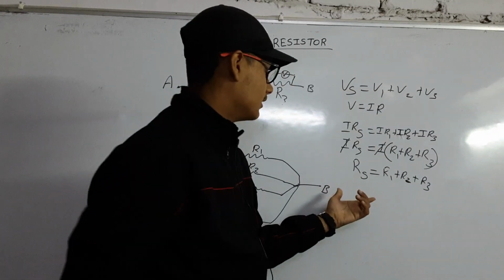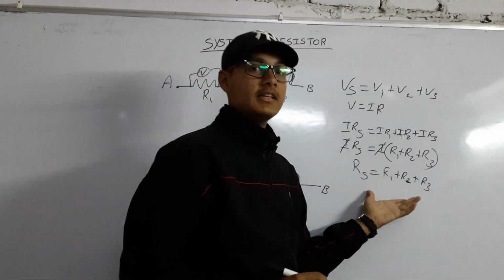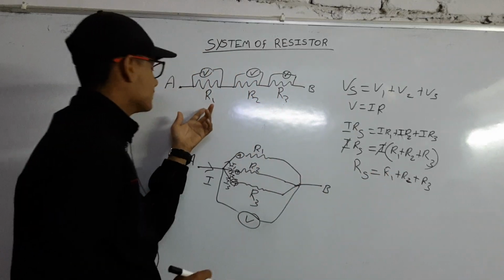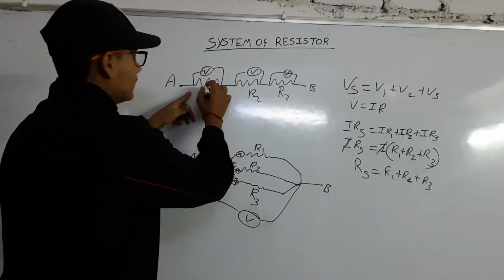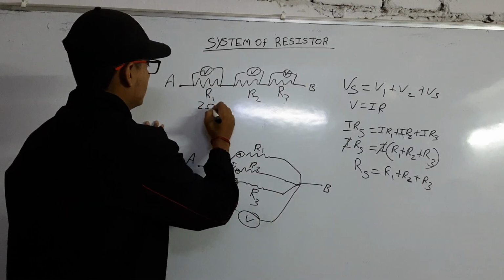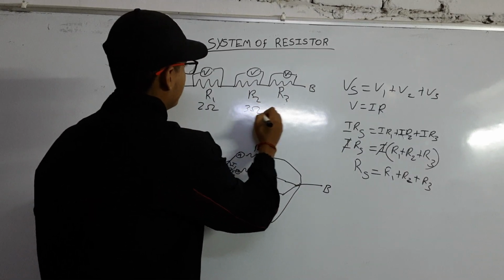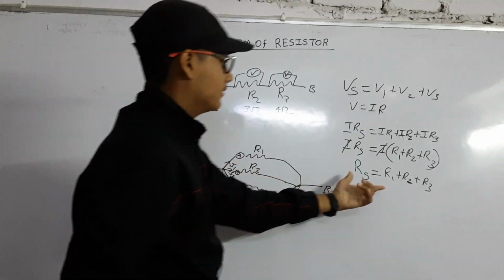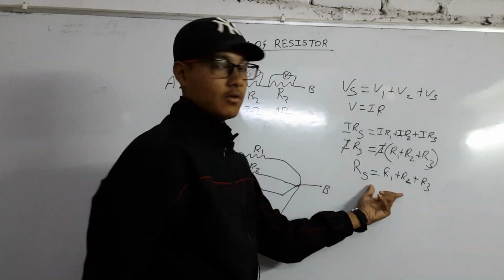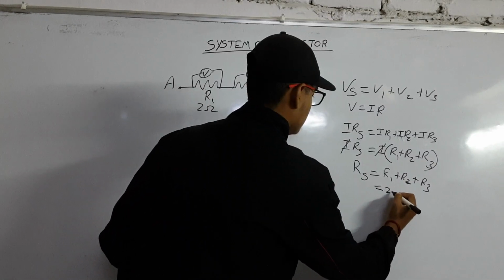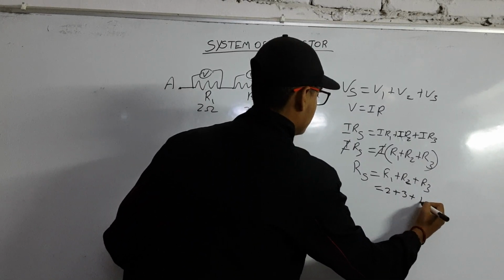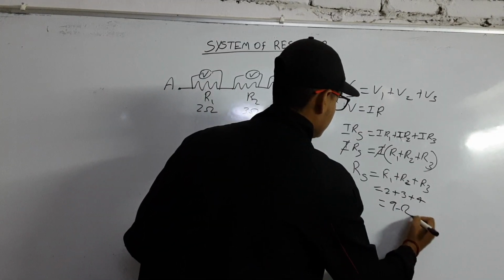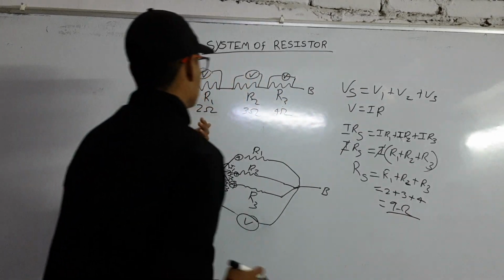Okay, so this is the formula for finding out the total resistance in a series. Like we can see an example. So if here 2 ohm is the resistance, here 3 ohm and here 4 ohm, to find out the total, we can substitute them into this formula. That will be 2 plus 3 plus 4. Now it will be 9 ohm. So total resistance of this is 9 ohm.